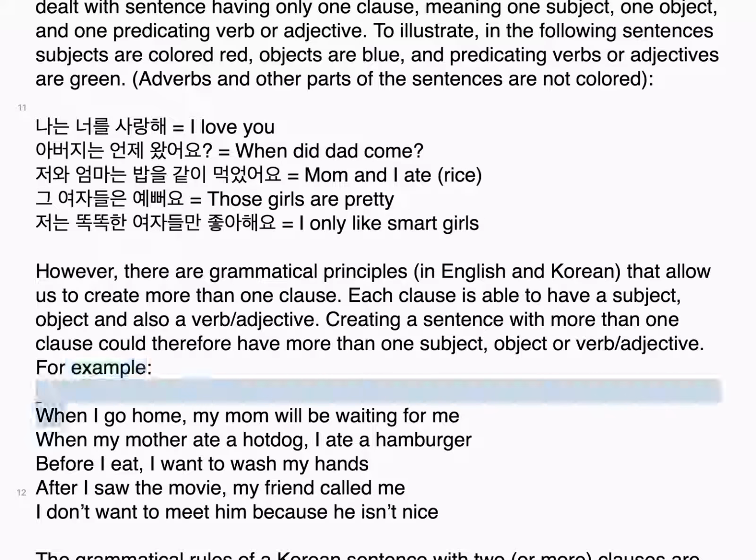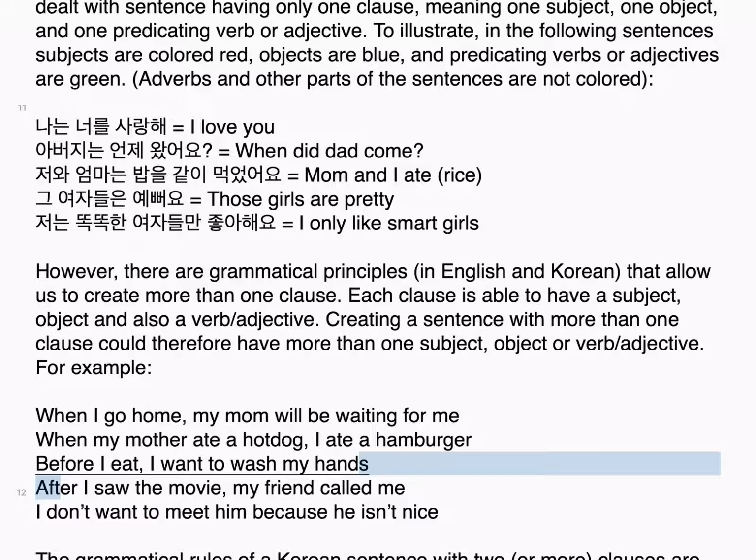For example, when I go home, my mom will be waiting for me. When my mother ate a hot dog, I ate a hamburger. Before I eat, I want to wash my hands. After I saw the movie, my friend called me. I don't want to meet him because he isn't nice.